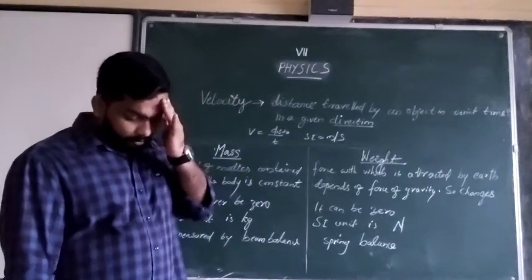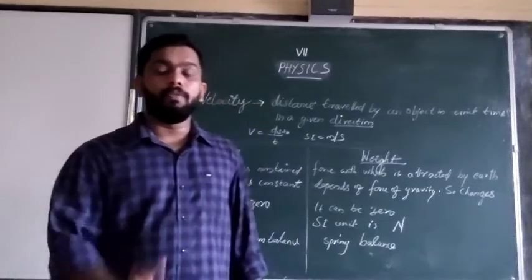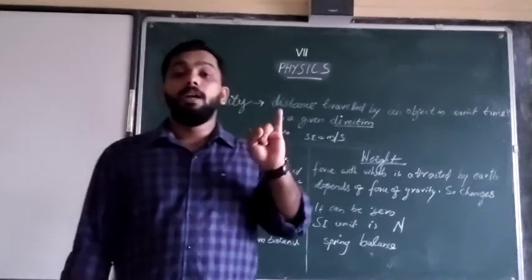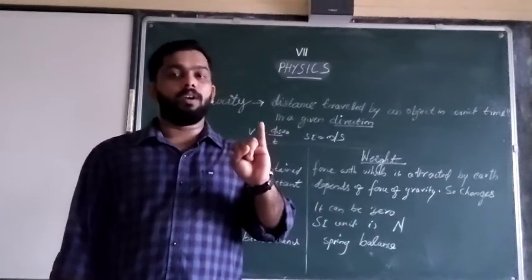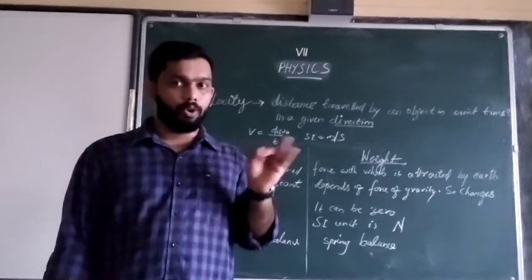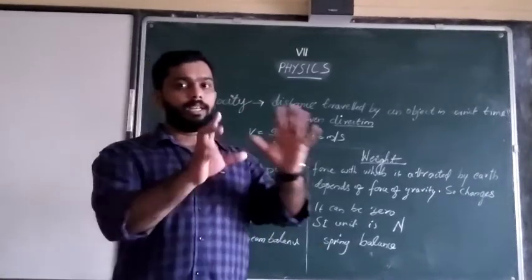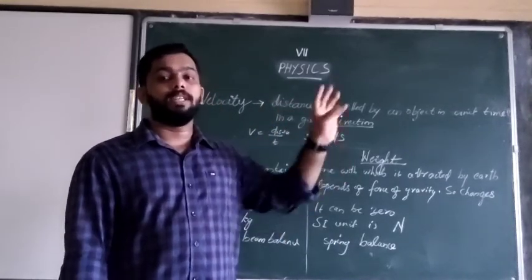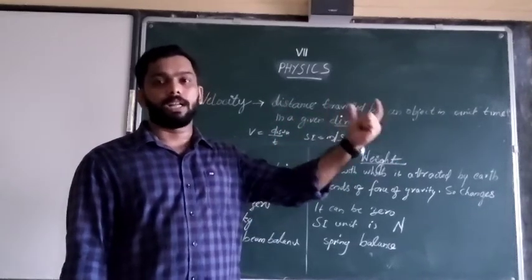Then what will be non-uniform velocity? For non-uniform velocity there are three cases. First one, unequal distances are covered by the object in equal intervals of time, just like non-uniform speed, in a given direction. The direction of the object is not changing, but it does not cover equal distance in equal intervals of time. It covers unequal distances in equal intervals of time.